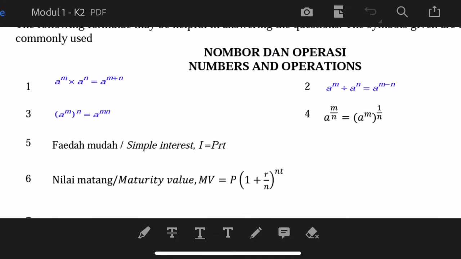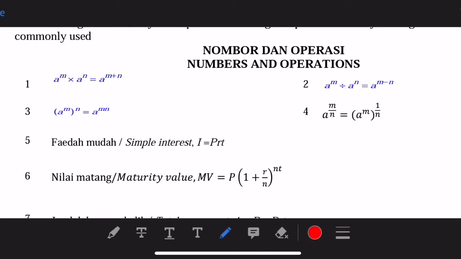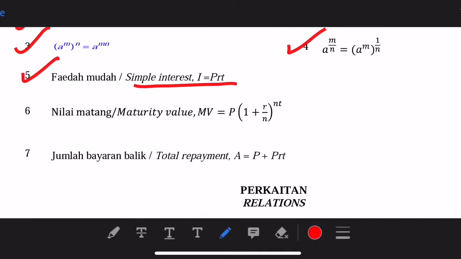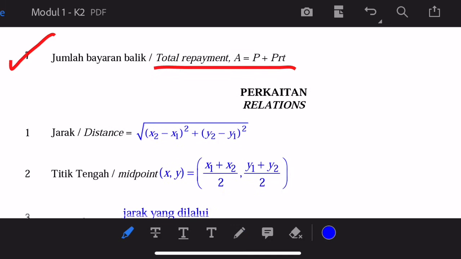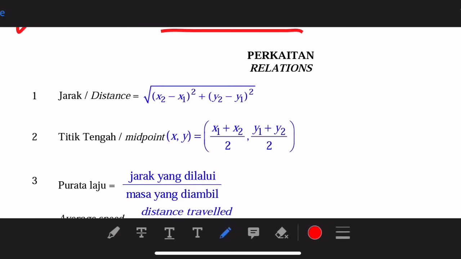For example, the formula given, indices formula like number 1. Okay, and then for the indices, multiply you plus, remember, divide you minus, then this is the power multiply, so divide. Okay, so you have the simple interest. This one is important. We will test you on Form 3 basic also. And then you have the maturity value, right? This is your Form 4 basic, right? And also the total payment, total repayment that you learned in Form 3. So the Form 3 basic also you need to revise for your mid-year exam.